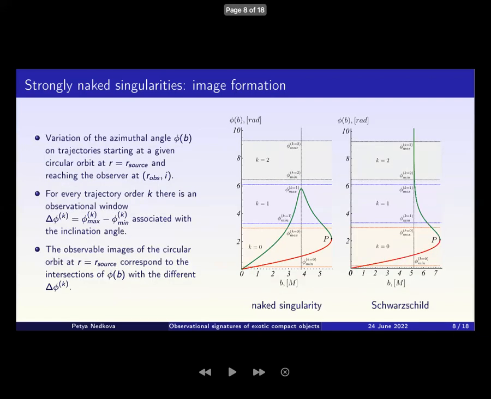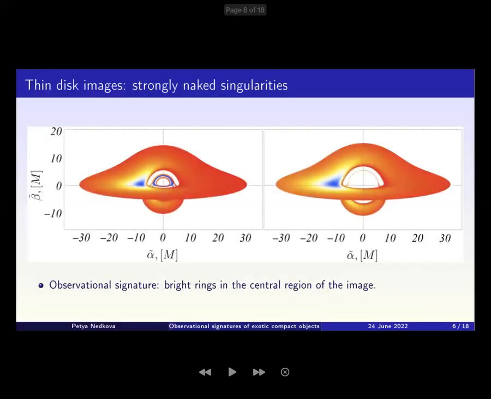I don't really hear very well, but you're asking whether for some value of the scalar charge to mass ratio, you get double images. Yes, this is for values from 0 to 0.5. Right. Just wondering if you always have this maximum of the deflection angle. You have it only in this range. Okay.